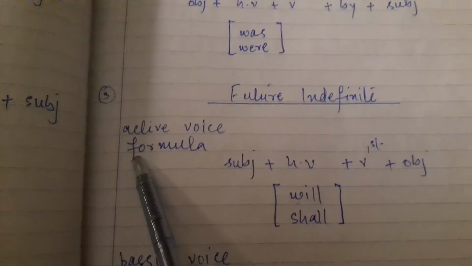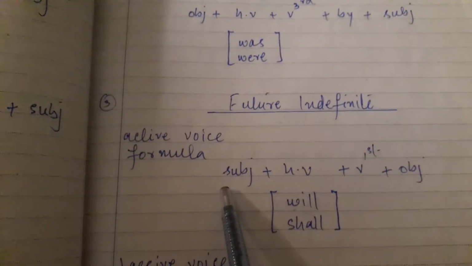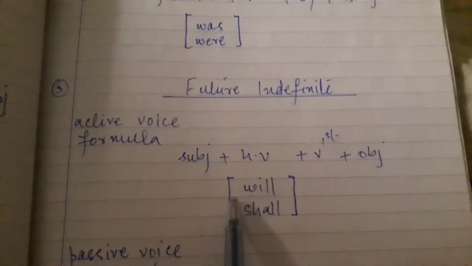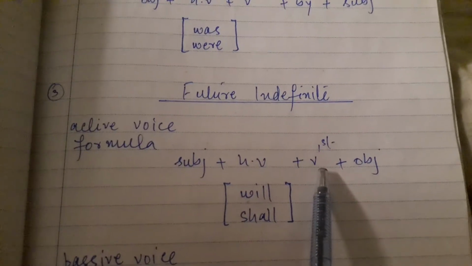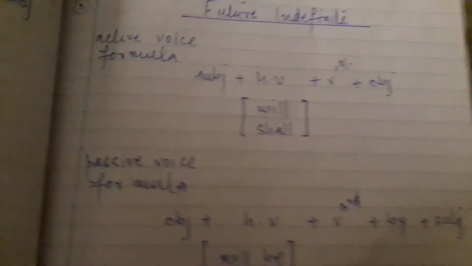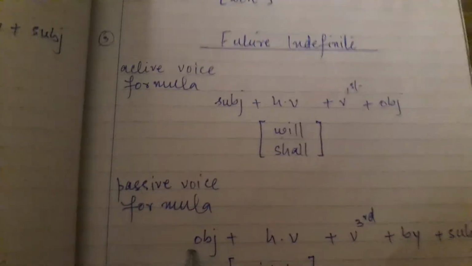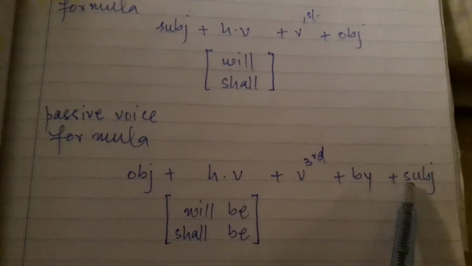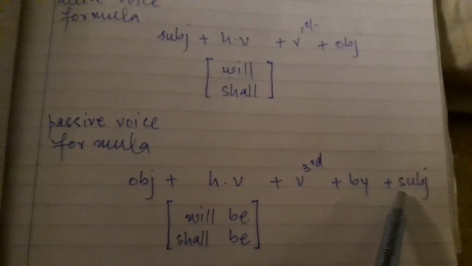Future indefinite. Active voice formula. Subject first, because here in active voice the subject is active. Then helping verb we use in future, shall and will. First form of verb, and at last comes object. In passive voice the formula will be the same: object instead of subject, then helping verb, then third form of verb, preposition by, and last comes subject instead of object.